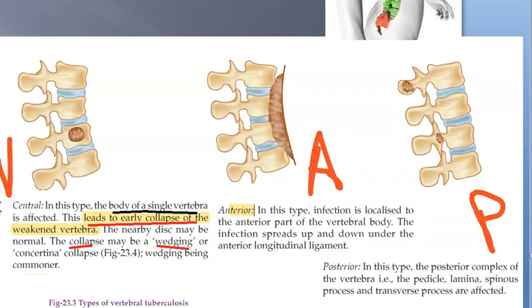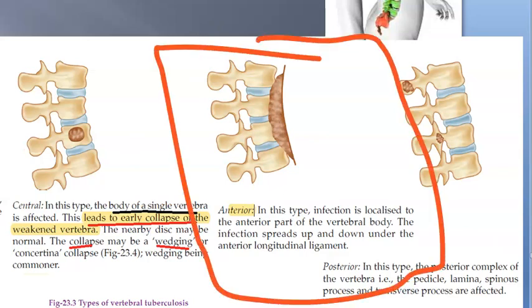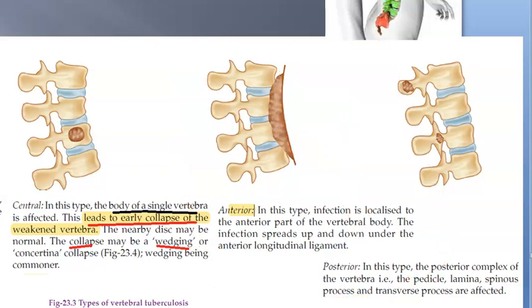So what all did you see? Paradiscal, central, anterior, posterior. Now look at anterior. Shall we look at anterior, people? Very good. In this type of infection, it is localized to the anterior part of the vertebral body. The infection spreads up and down the anterior longitudinal ligament. This is the anterior type of tuberculosis of the spine.